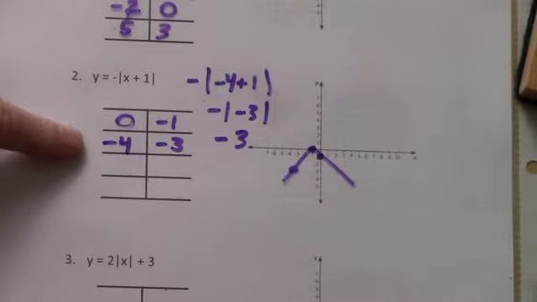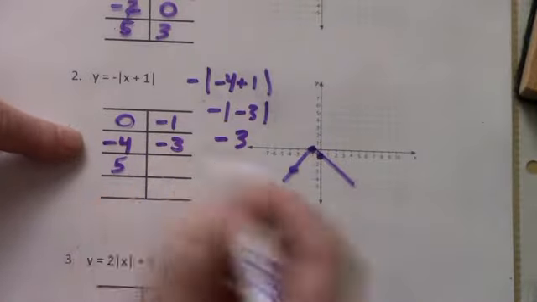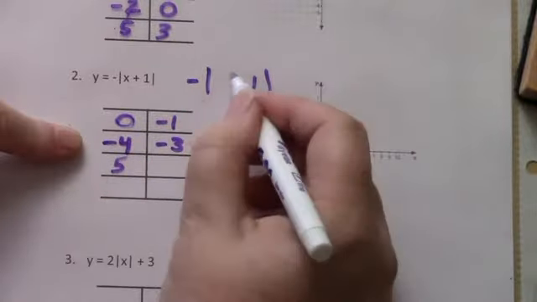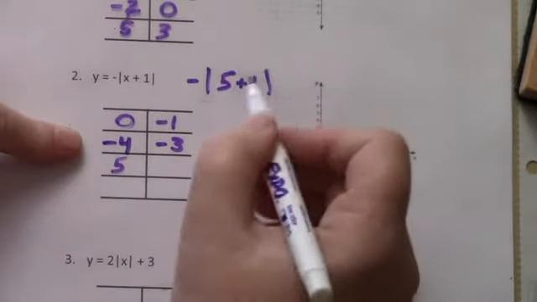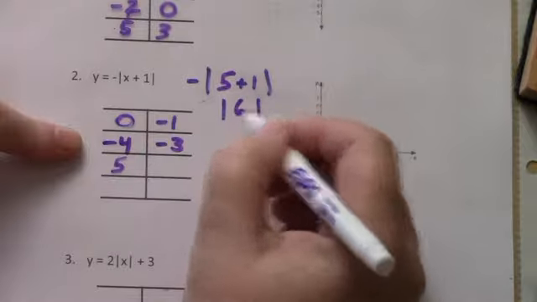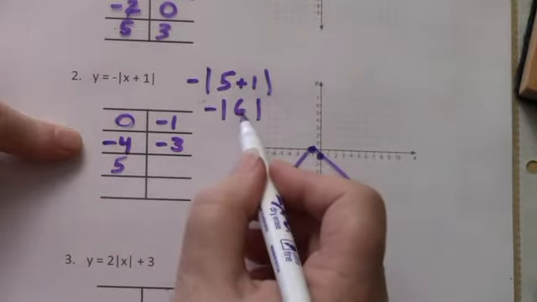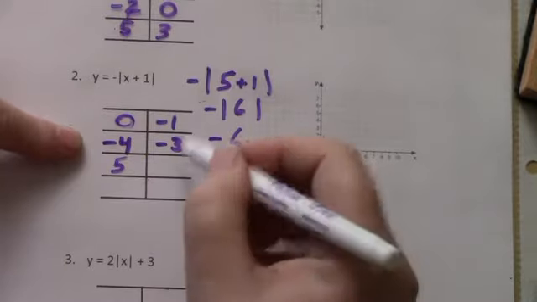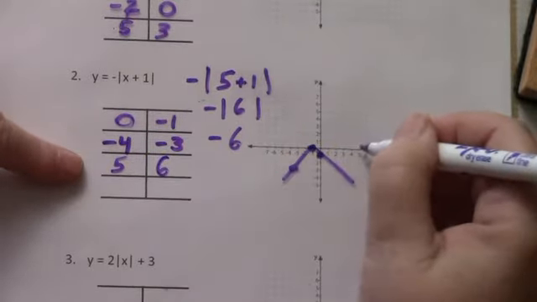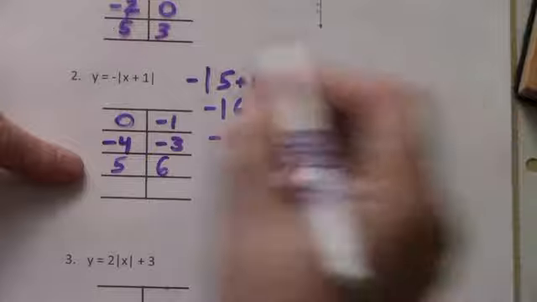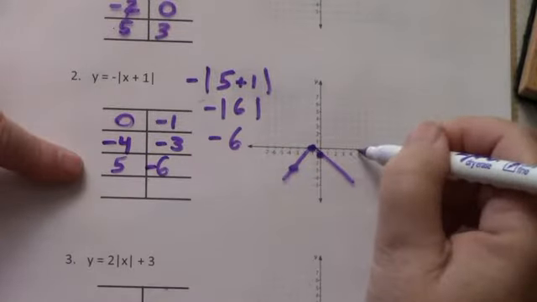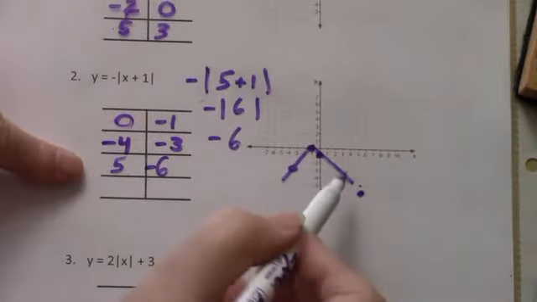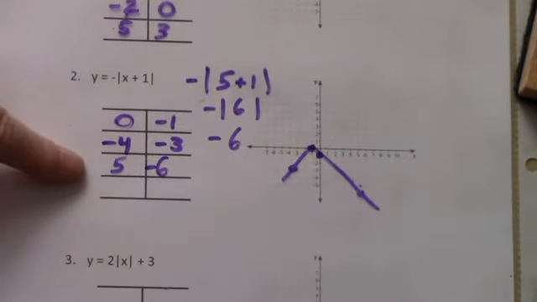Let's do one more. Let's pick the value 5. Okay, 5 plus 1 is 6. Absolute value of 6 is 6, and here again, it becomes opposite. So when x is 5, y is negative 6. 1, 2, 3, 4, 5, 6. And you can see how that lines up.